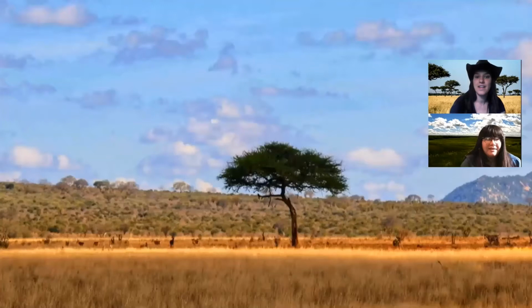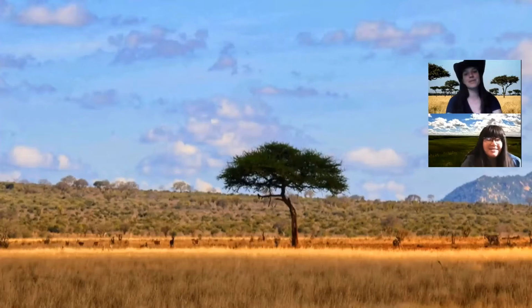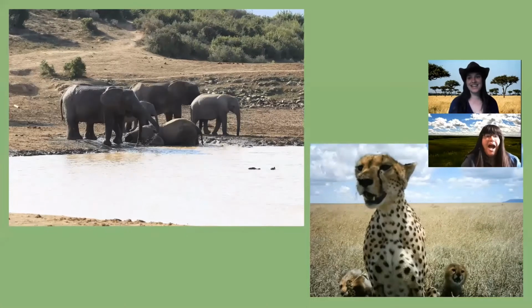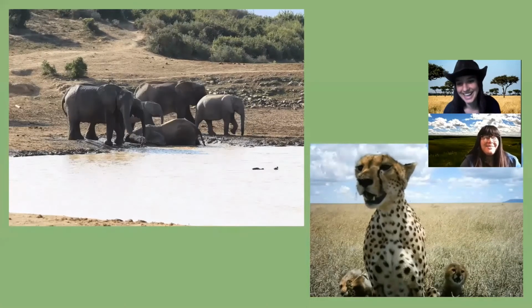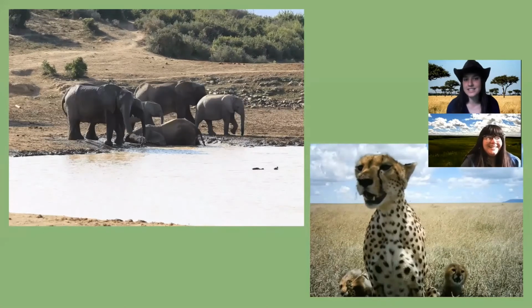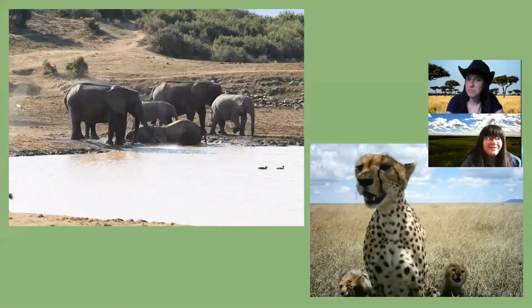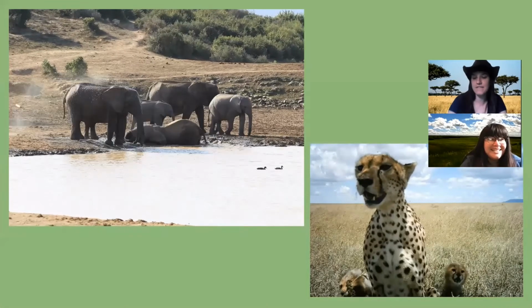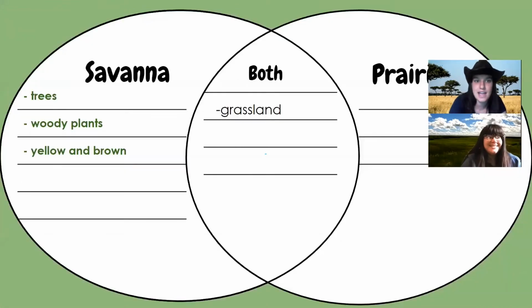Whoa, I see some animals back there. There are so many animals in the savannah, and they're pretty crazy animals too. Take a look at them. Oh, they're so cute. And even in the background you could still see it's very grassy, pretty dry. Let's see. So I have some things, let's put them into the graphic organizer on the savannah side.